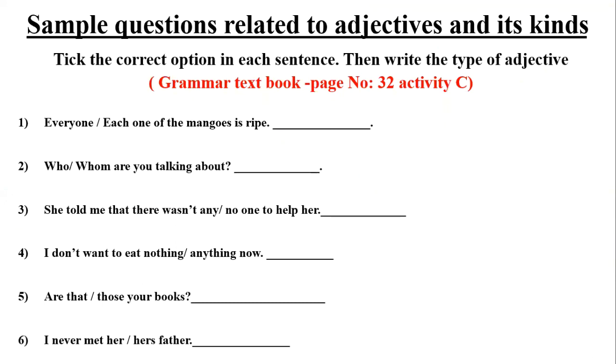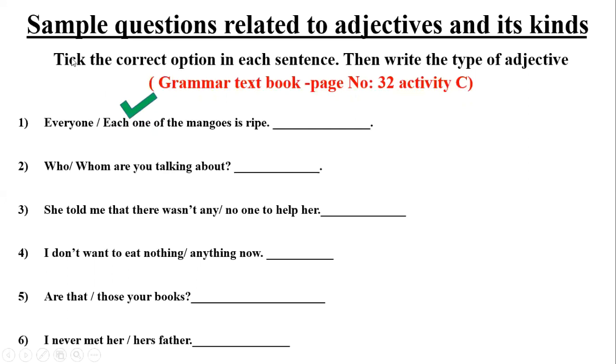So even like this, the questions can come into the exam paper. Every one or each one of the mangoes is ripe. Though it is every one, each one, we'll always use is, because we're telling about one, not about the mangoes. Though mangoes is mentioned in plural, here we are telling about one. That's why it is. So which word is correct? Every one of the mangoes is ripe, or each one of the mangoes is ripe? When you're telling about mangoes, which one? Each one. Each one of the mangoes is ripe.